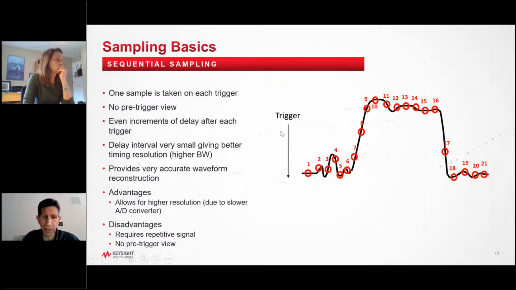Again, the biggest disadvantage is the signal has to be repetitive or pseudo-random, where maybe not 100% repetitive, but repeating on a certain interval. And again, in this mode, we have no pre-trigger view, sort of diagnosis. So these are typically used more in validation, characterization type applications rather than debugging or troubleshooting. With that, a real-time scope would more than likely be used in that environment.